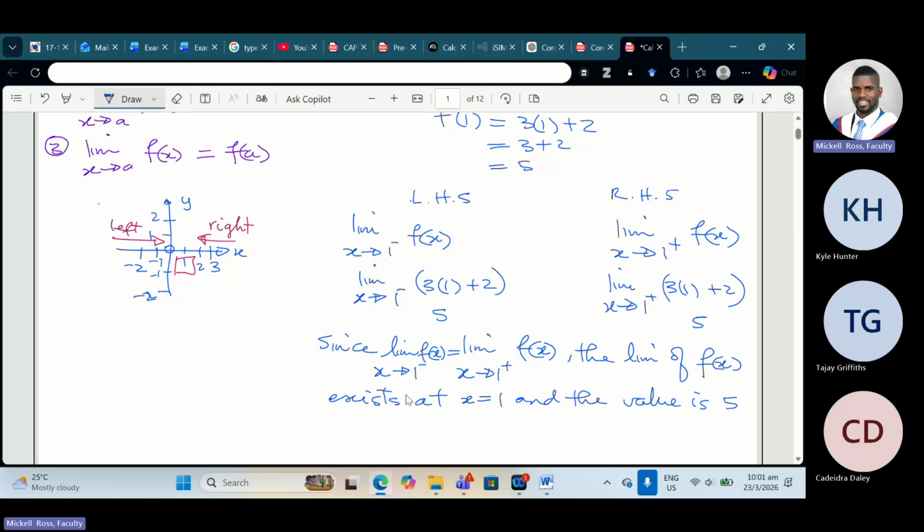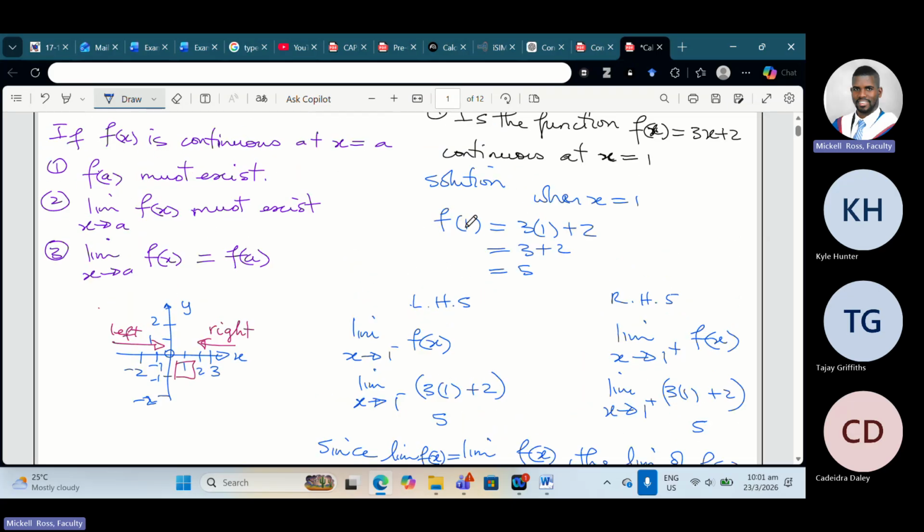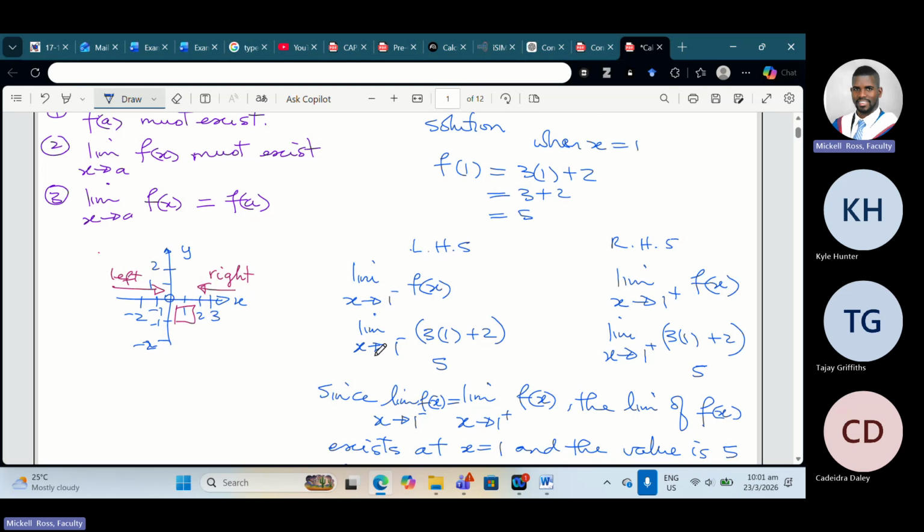So what is it that we just proved? We just proved that the limit as x tends to 1 of f of x is equal to f of 1. Because notice when we did, f of 1 was equal to 5. And then when we did the limit as x approaches 1 from the left hand side and the right hand side, that's also equal to 5, right?